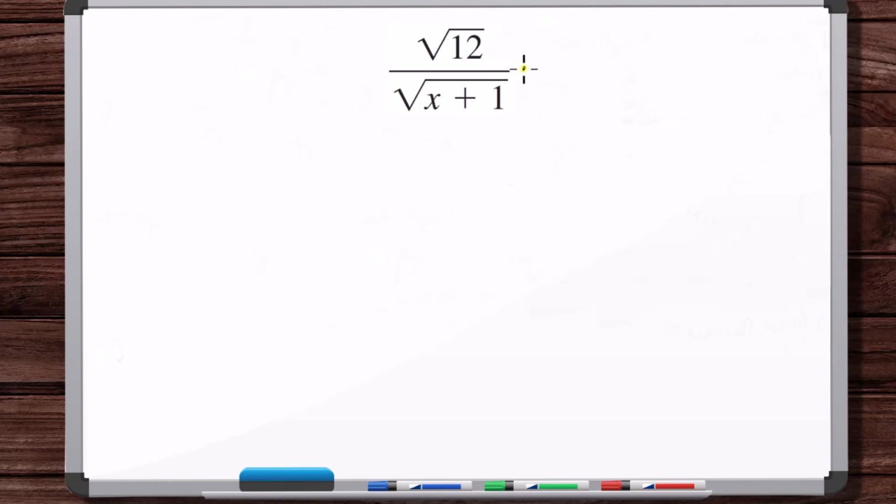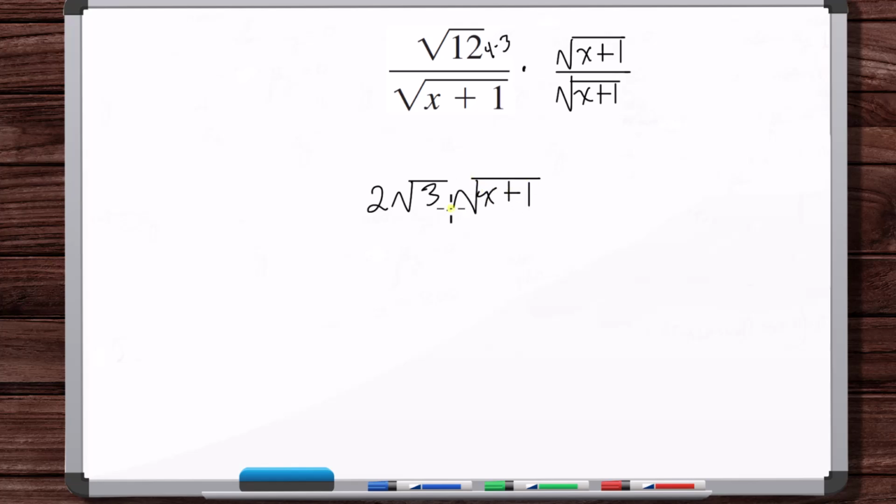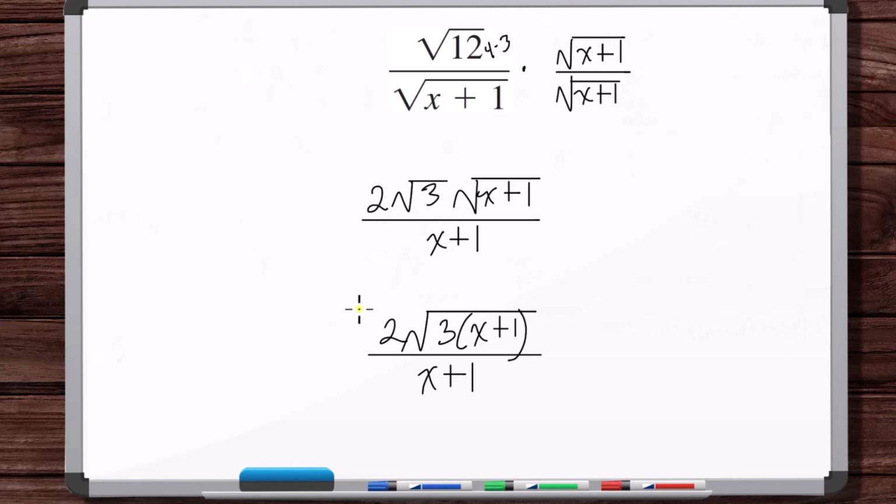Okay, here we could just multiply by square root of x plus 1 over square root of x plus 1. So, okay, 12 is 4 times 3, so we could take out a 2. We're left with 2 root 3. And in the denominator we're just left with x plus 1. So now we can combine the square root here and the square root here, and we've got 3 times x plus 1. And there we go.